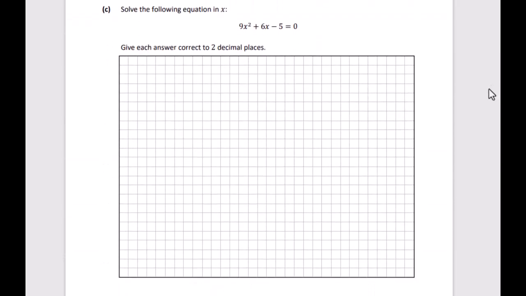Okay, there's another part to this. Part C, solve the following equation. This is a quadratic equation. Give your answer to 2 decimal places. So that should indicate to you that we probably will need to use the quadratic formula, the minus b formula.